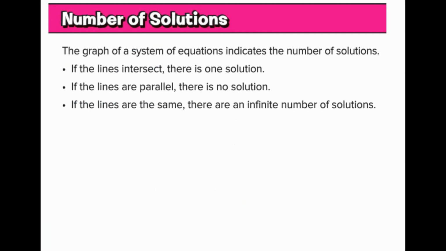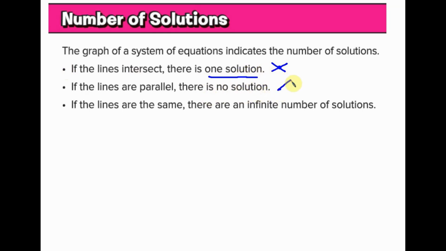The graph of a system of equations indicates the number of solutions. There will be 3 different cases when you are finding the solution of systems of equations. The first case is when you have one solution. This is the case when you're intersecting. Since they are intersecting at one point, this will be giving you one solution.